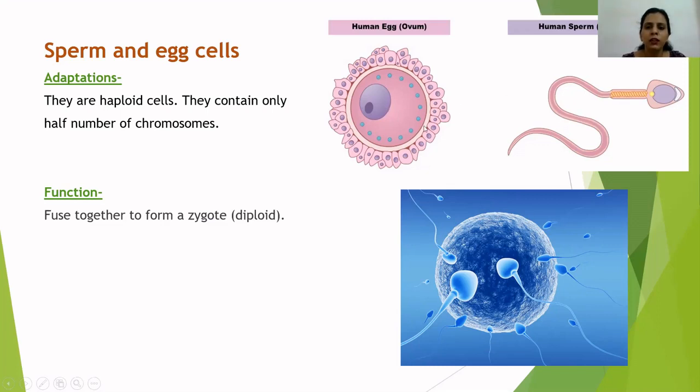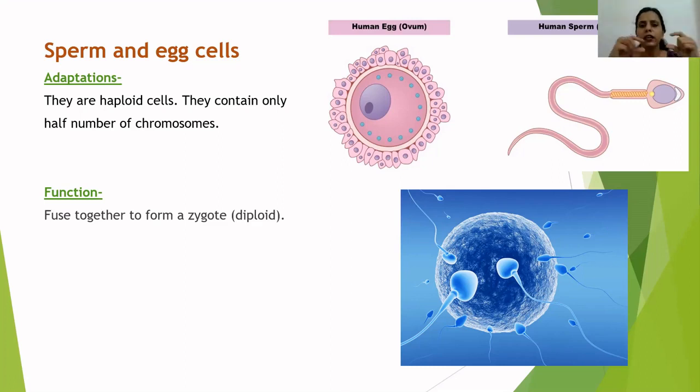These two are haploid. The meaning of the word haploid is that they have only one set of chromosomes, or you can say they have only half the number of chromosomes. Take the example of human beings. Inside our body we have 46 chromosomes, that means 23 pairs of chromosomes. In case of egg and sperm, only 23 chromosomes are present.